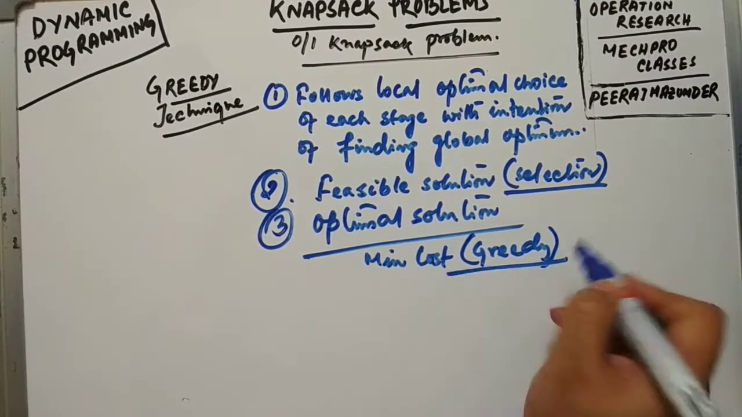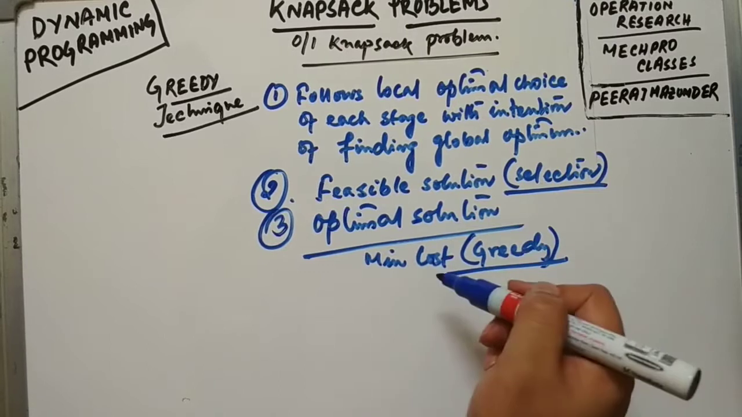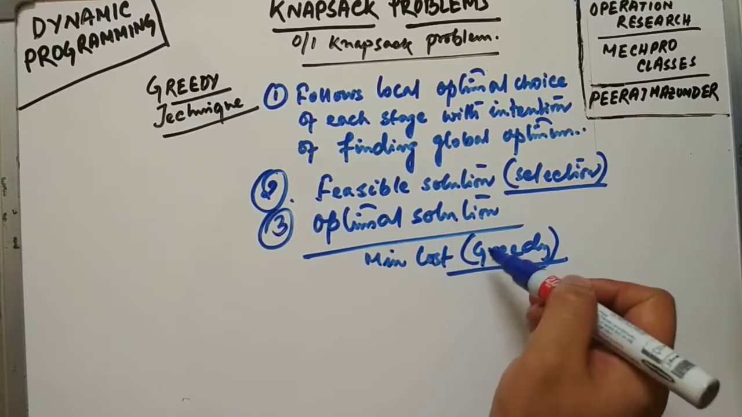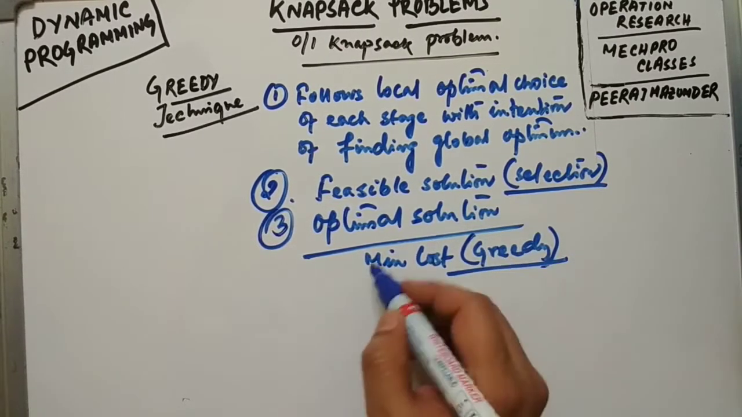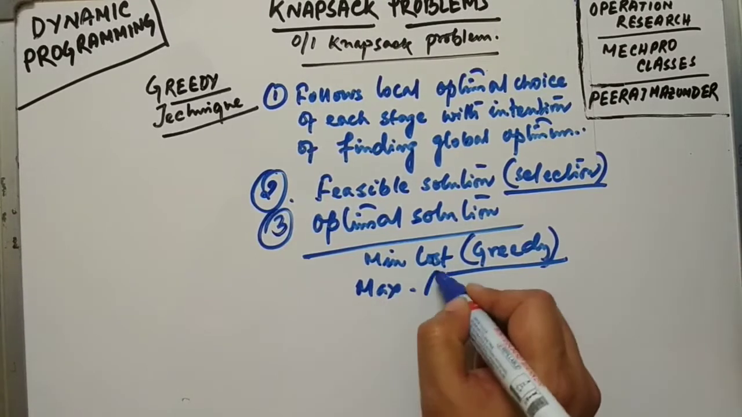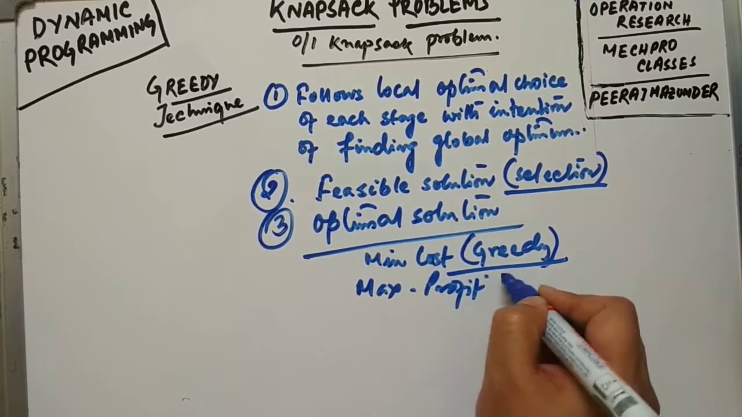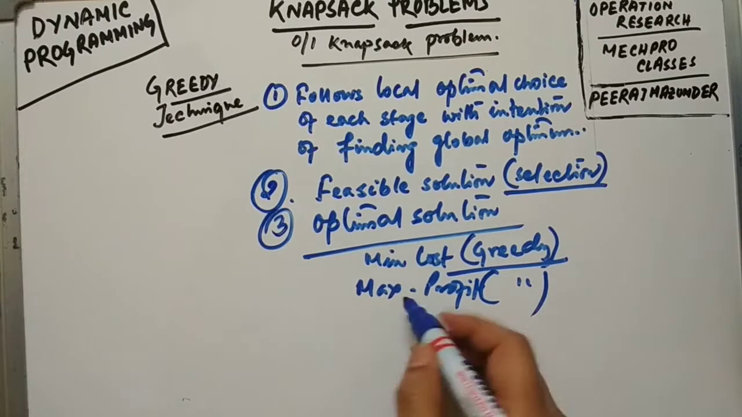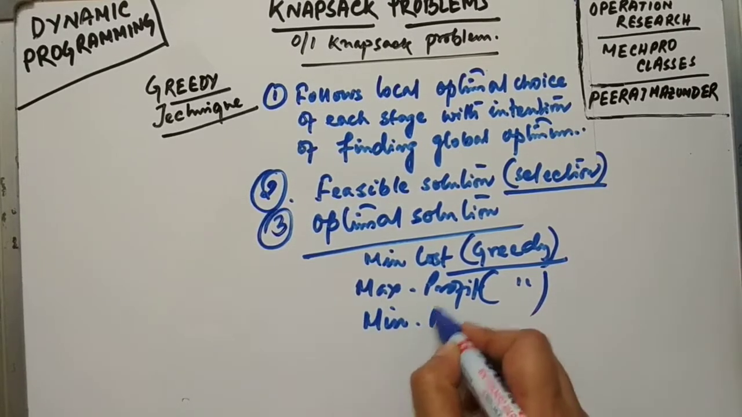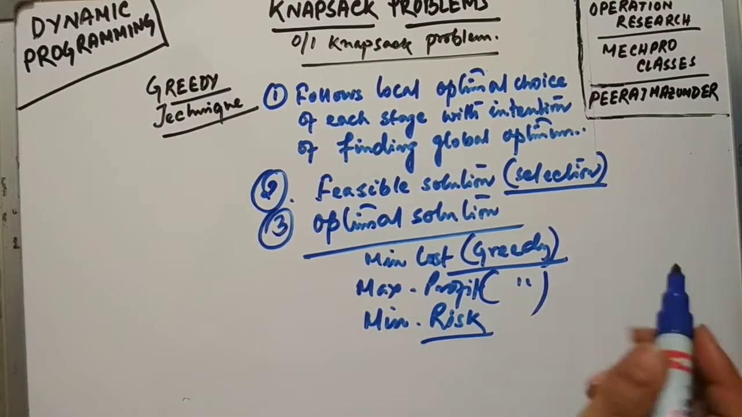I already told you in the previous stagecoach problem that greedy means we are greedy on cost, or maximization of profit. So we are greedy about profit. Similarly, we can calculate the minimum risk as well. So you can say we are greedy about risk.